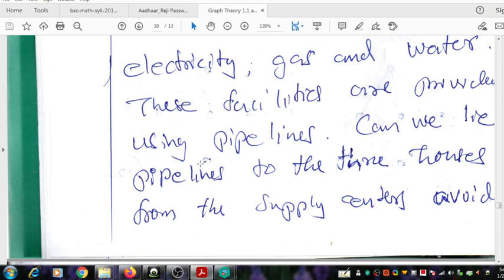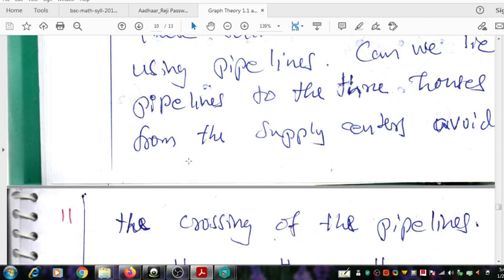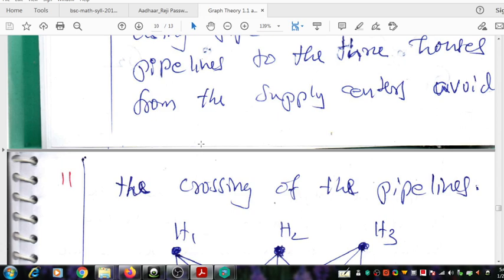Can we lay pipelines to the above three houses from the supply centers? There are supply centers also, and from these supply centers pipelines are laid to the houses. But the question is, can we lay the pipelines avoiding the crossing of the pipelines?